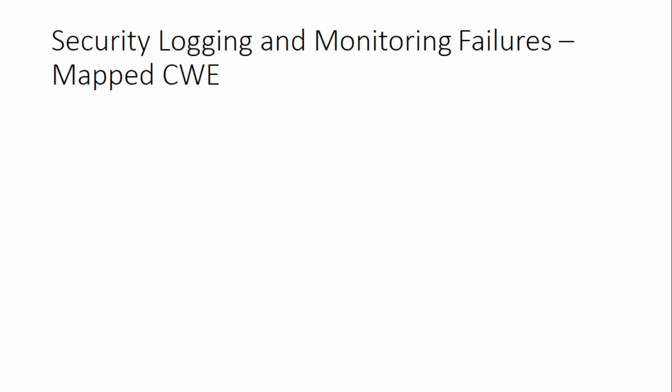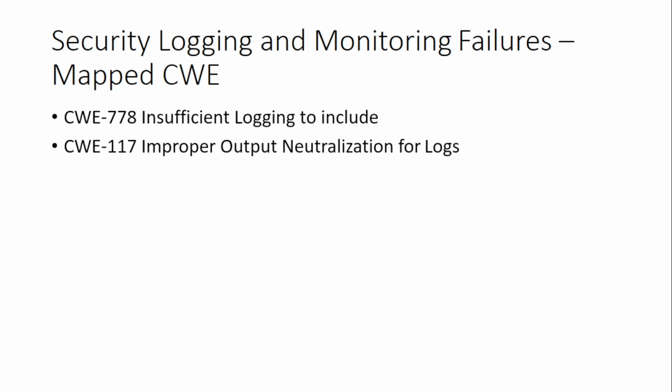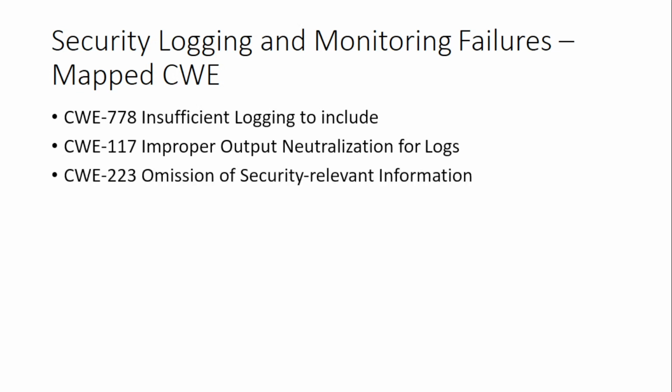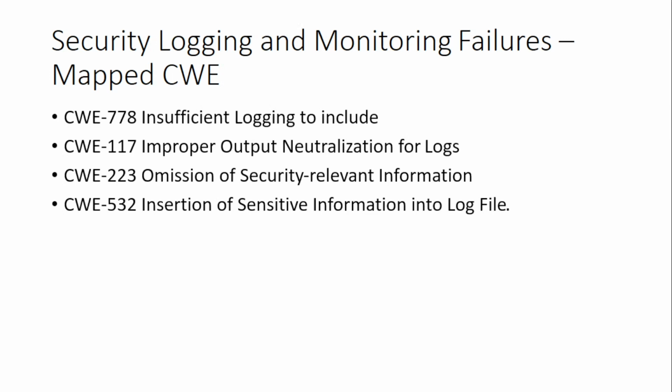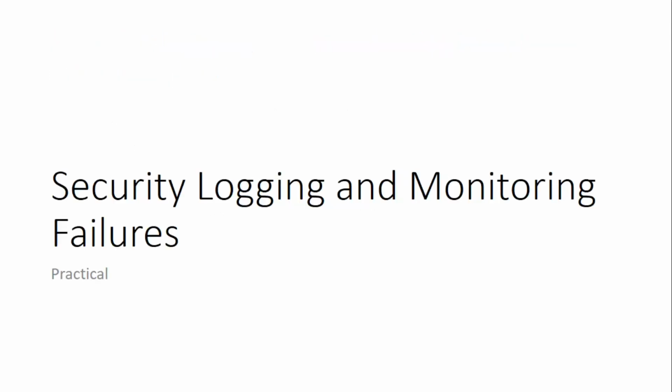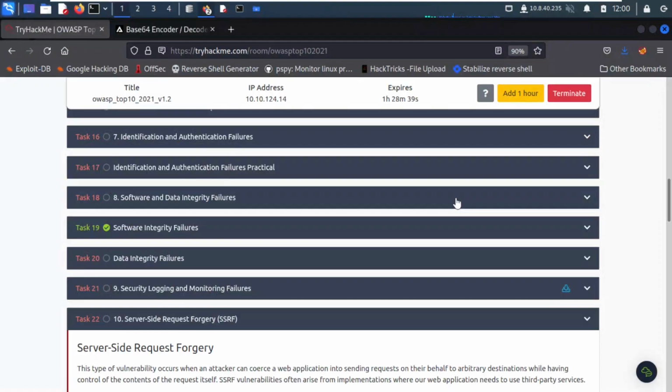There are multiple mapped CWEs for this. We'll see some of them, like insufficient logging, improper output neutralization for logs, omission of security-relevant information, insertion of sensitive information into log file, and many others too. For this practice, we are going to download the tasks file. If you didn't do it, you can download it right now.